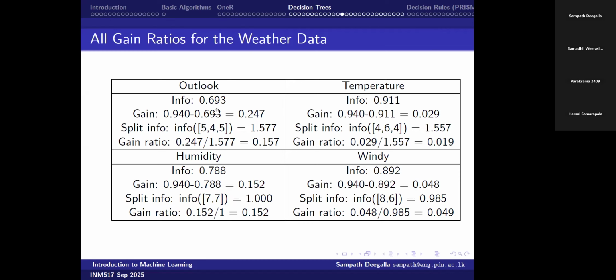But remember, Outlook had 3 branches. Split information will normally be very high when you have a large number of branches. But when you have small branches, it will be low. So that's how it actually handles this. But in this particular case, irrespective of the number of branches, you will observe that Outlook gets the highest gain ratio. And if you are selecting by gain ratio, it will be the same. So there will be no changes in your decision tree structure.